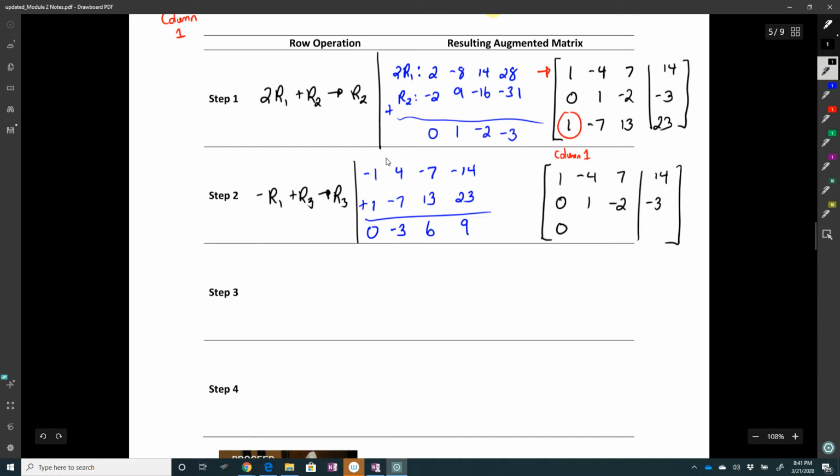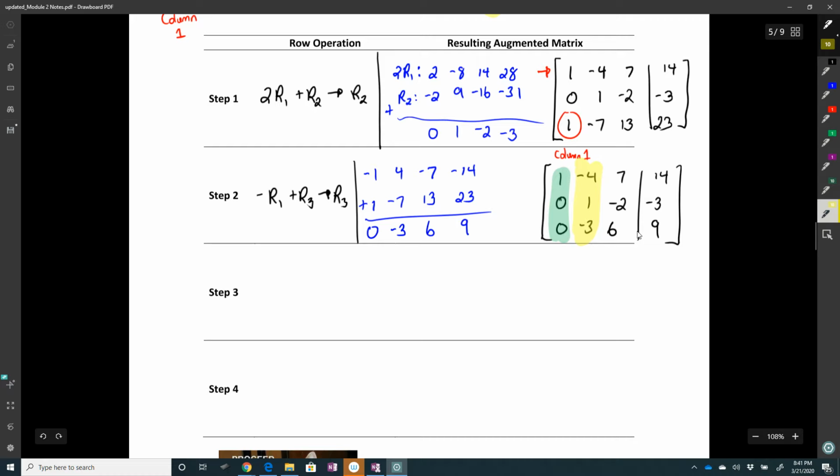So now we go to the next step. Now we're done with, notice that column 1 is completely finished. So now I move on to column 2. And again, it's up to you which ones you want to get rid of. Notice that the middle is already a 1, so I'm good there. I can change the top to a 0, or I can change the bottom one to a 0. So just for more dramatic effect, I'm going to change this bottom one to a 0.